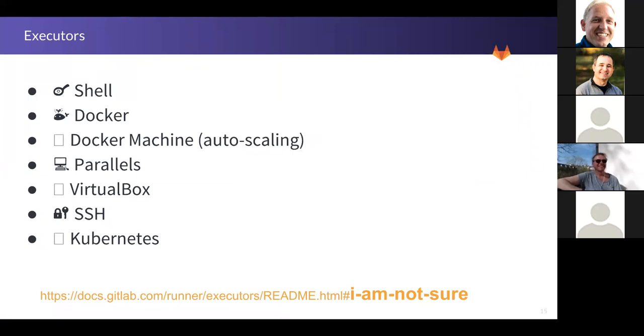So there's these different kinds of executors, and we're going to talk about them in detail next. We'll talk about the most common and then the less common ones, as far as what I've seen in the market. But the beauty of the GitLab documentation is, as you can see at the bottom here, there's a section of our executor docs called "I am not sure what executor I want to pick." And that really helps users make a decision about what executor is right for their specific use case.